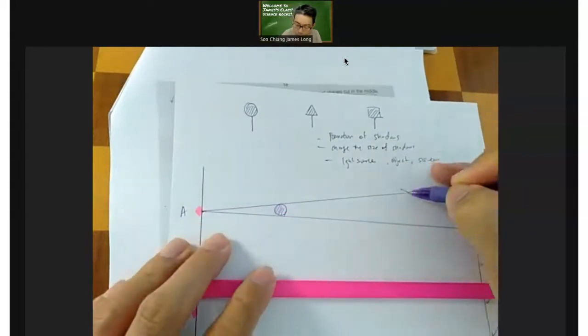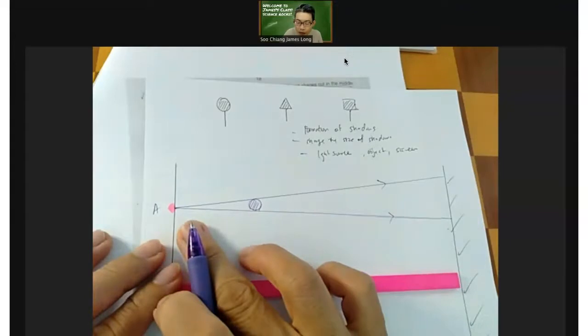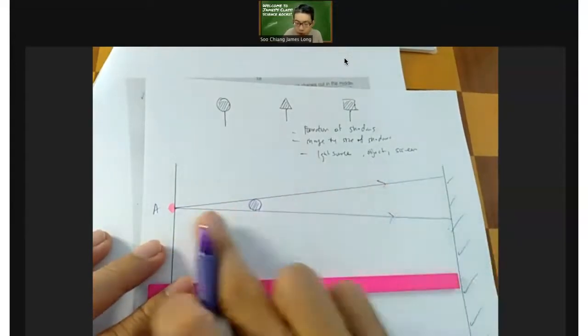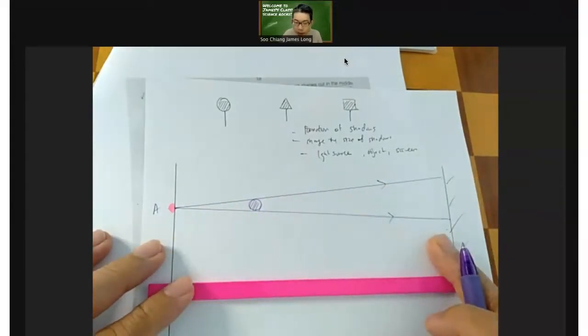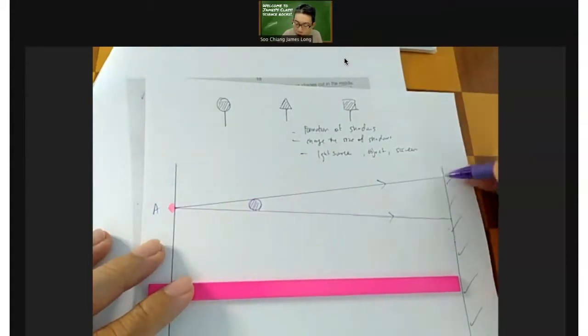What am I doing here? I'm basically drawing light rays that come out from the light source. Now, these two light rays show you the light that is not blocked by the object. Therefore, it will land on the screen, and this part above, this part below, there isn't any shadow.